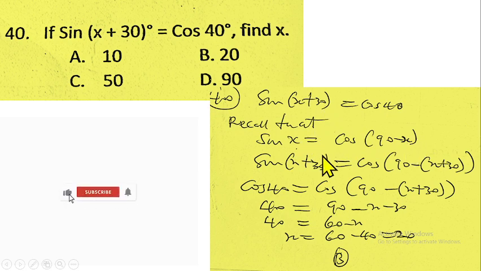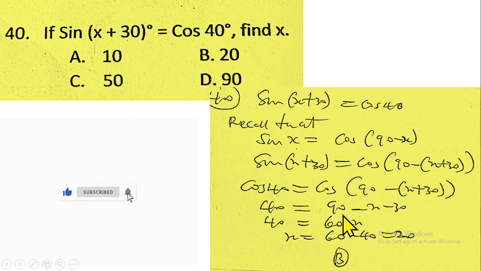So from there, therefore, if this is this, then sin(x + 30) will be equal to cos(90 minus our x here, which is x + 30). So we have x + 30 in brackets. So from there, you will have cos 40 equals cos(90 - (x + 30)). So cos can take care of cos. 40 equals 90 minus, this minus will open the bracket, minus x minus 30.